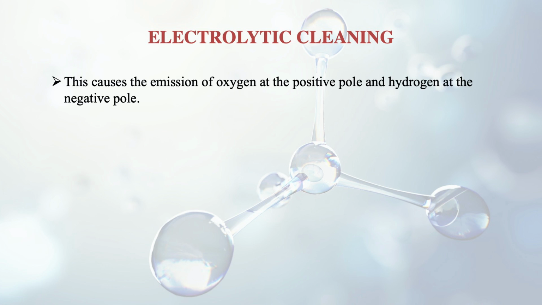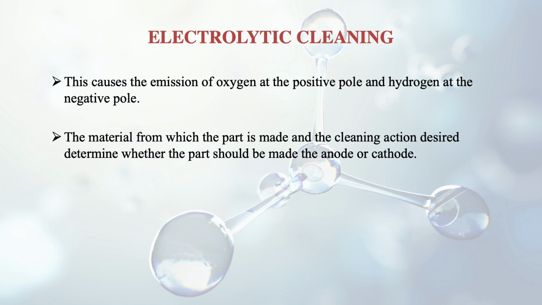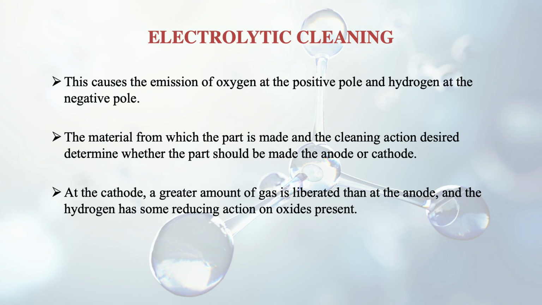It causes emission of oxygen at the positive pole, and hydrogen will be released at the negative pole. The material from which the part is made and the cleaning action desired determine whether the part should be made the anode or cathode. So it depends on the type of the material and the cleaning action that we want to do. Whether this part should be made anode or cathode depends on these two things.